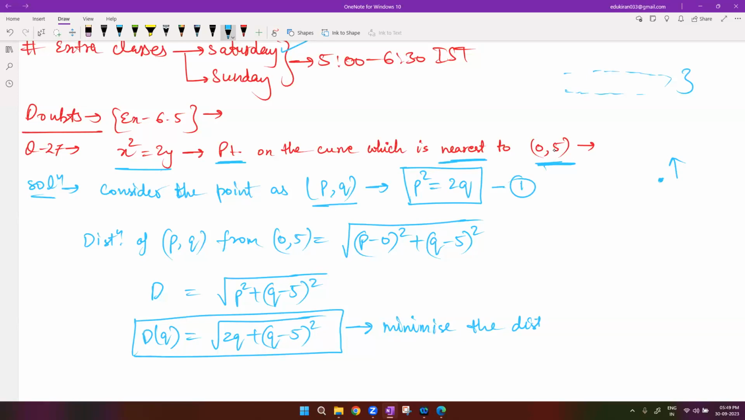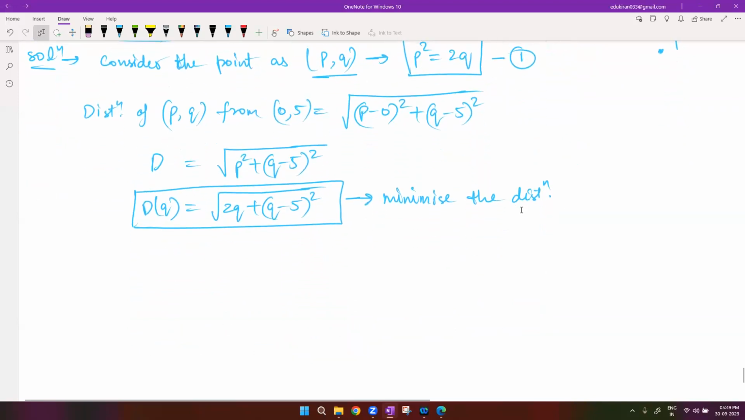Minimize the distance. How do we do that? We know that if we have a function and we want to find its optimum value, optimum means either minimum or maximum. Optimum is used for either minimum or maximum. Extreme points. We want to find the extreme points of this, maybe the minimum value of this, right? How can I do that? I know that I have an expression which is in q.